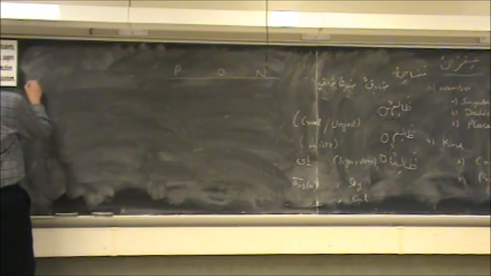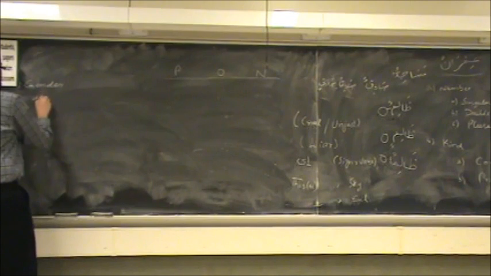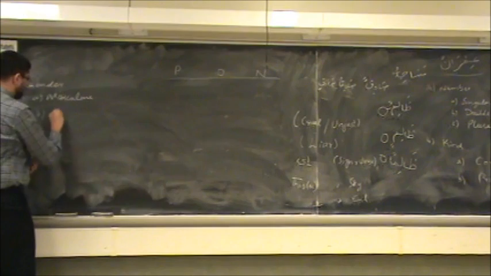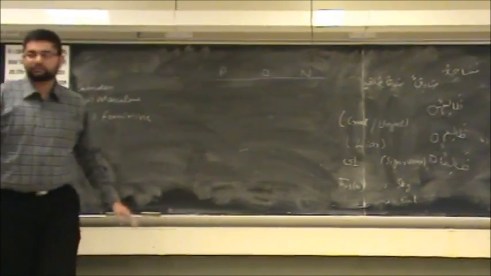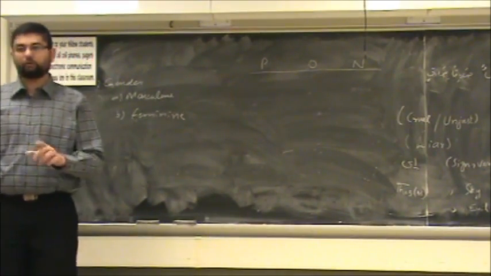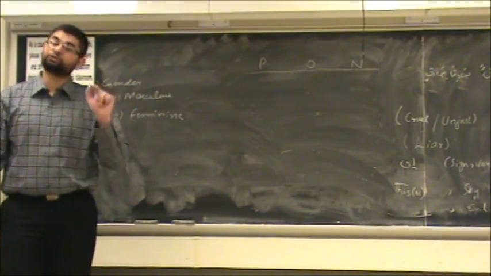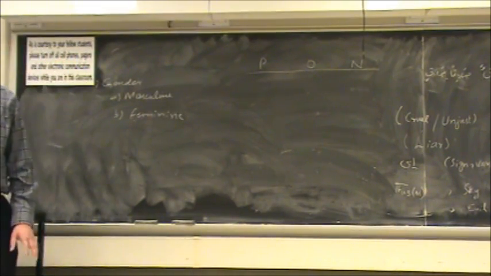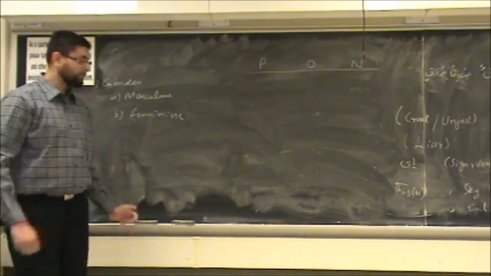Alright, so how many genders are there? Two, masculine and feminine. So every noun, whether it has a real gender or not, like for example a table, it does not have a gender, right? But we will have to say either it is a he or a she in Arabic. In Arabic there is no it. Okay? So either we'll say it is he or it is she.